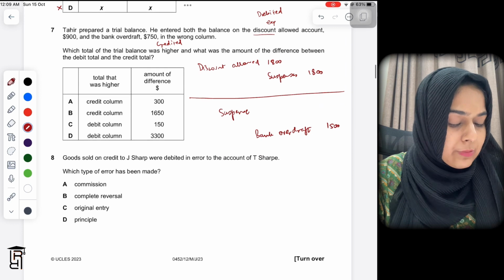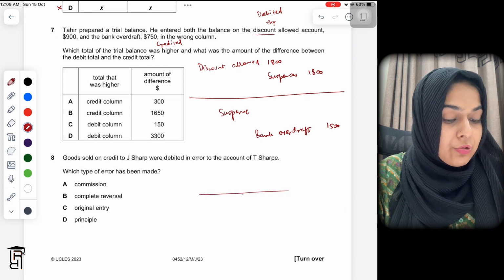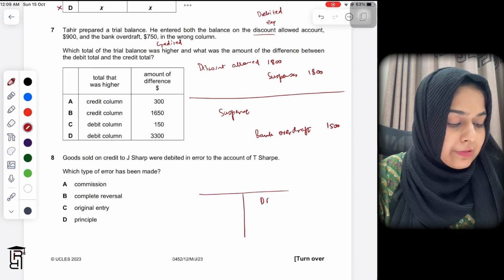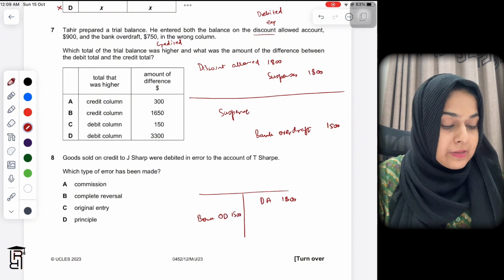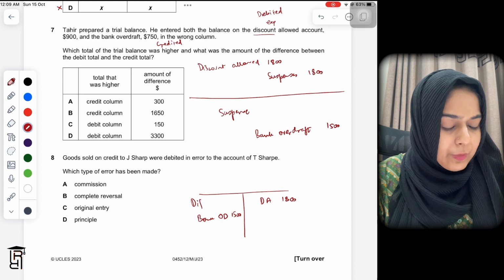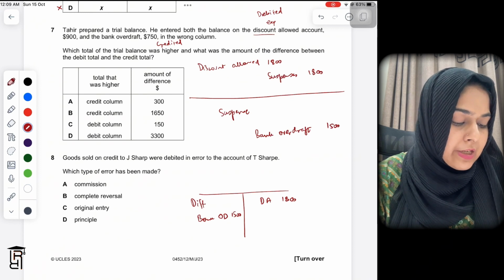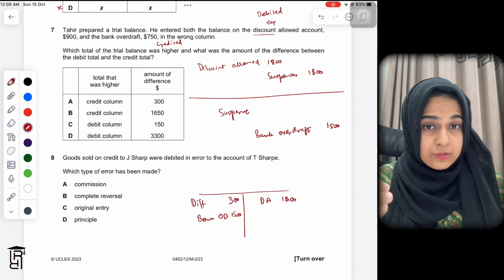So what you do is, when you make the suspense account, you write discount allowed on the credit side and you write 1800, and you write here bank overdraft, and you write here 1500. And now see, the difference in the trial balance, which you began with, is 300, because of which the trial balance wasn't balancing.